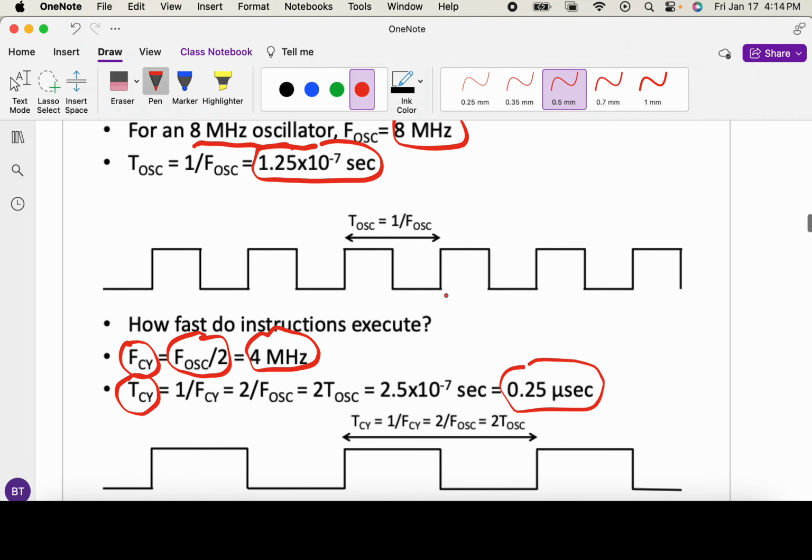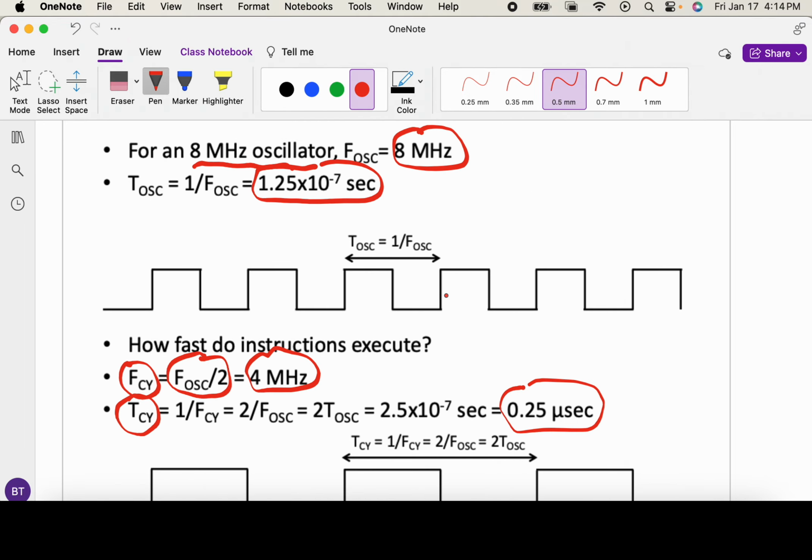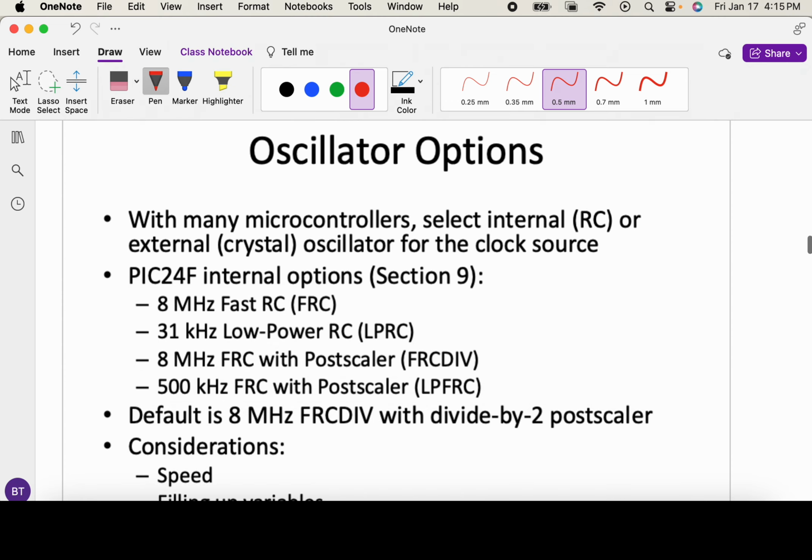Okay, so just to reiterate, that's always the case. The fastest we can execute instructions would be 0.25 microseconds, okay? And that's based on an oscillator frequency of 8 megahertz and a clock frequency of half that at 4 megahertz.